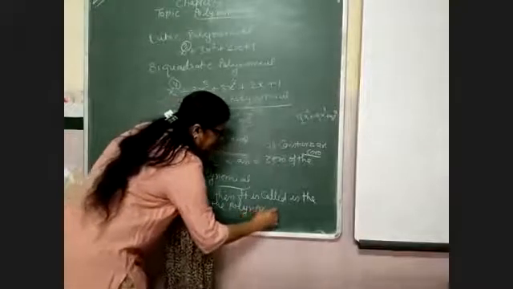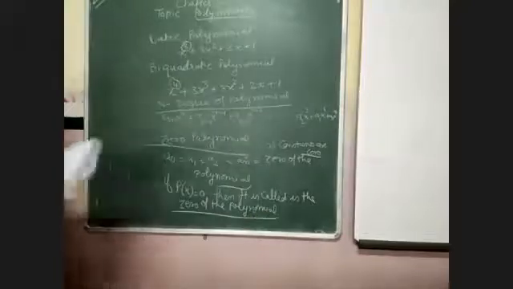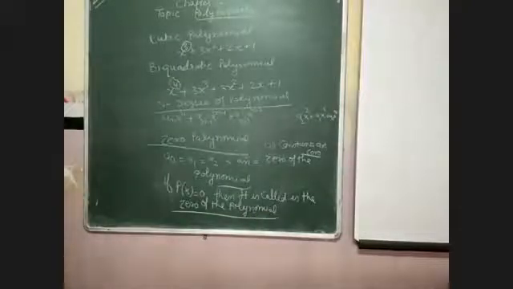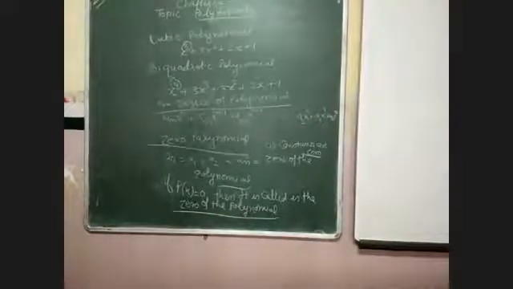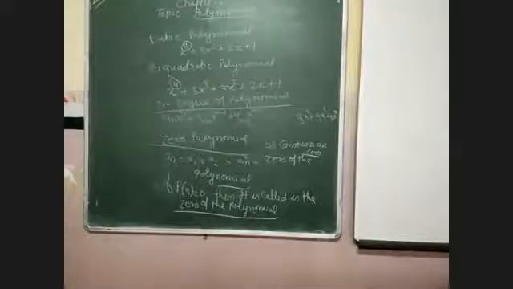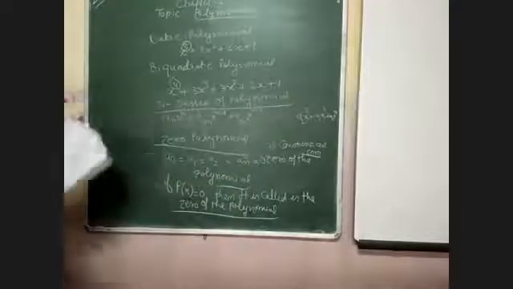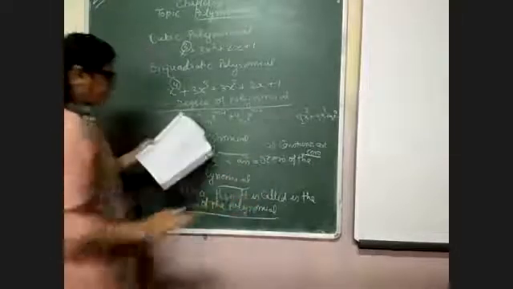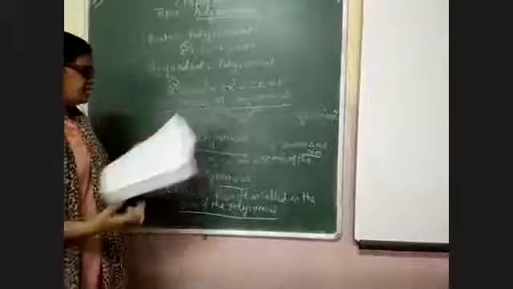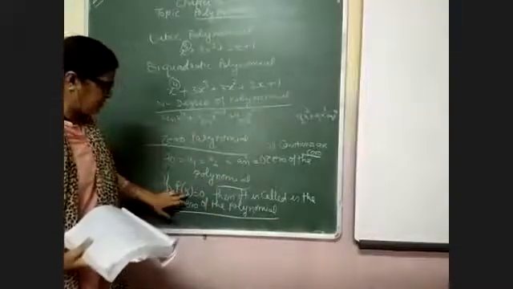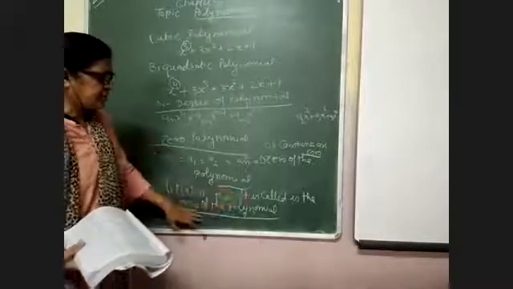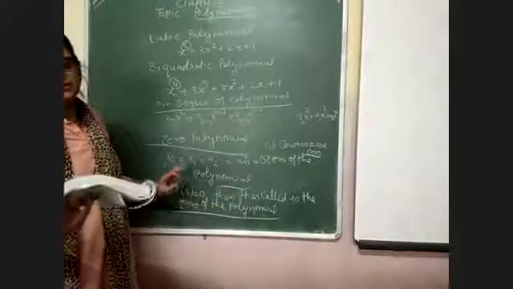I am repeating again: what is the zero polynomial? If a_0 equal to a_1 equal to a_2 and a_n all are equal to 0, all constants are 0, then we get the zero polynomial. When p(x) equals 0, then it is called the zero polynomial.